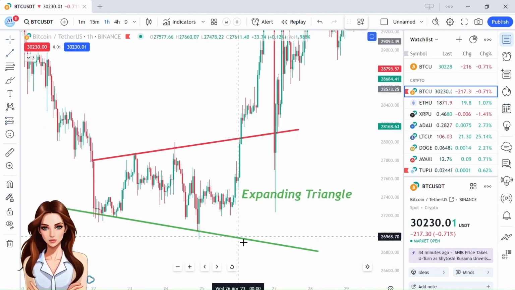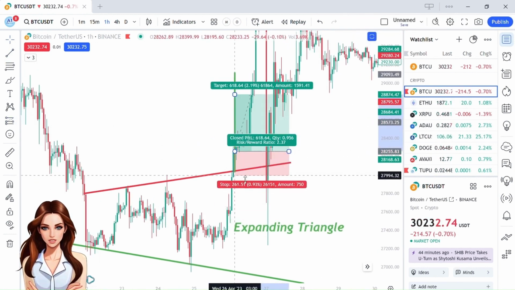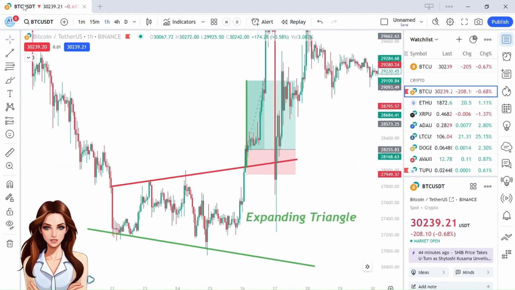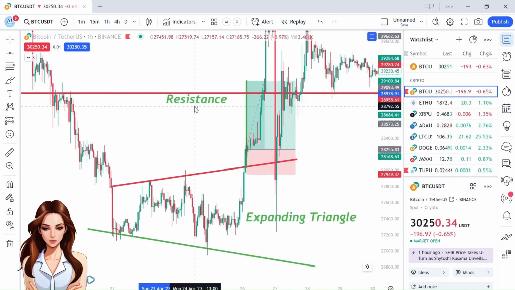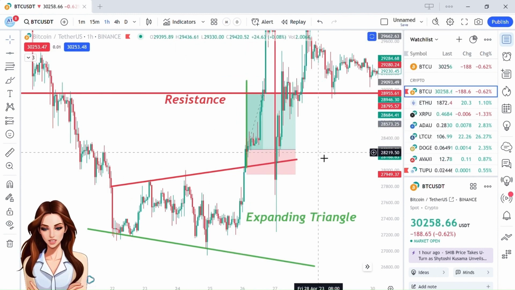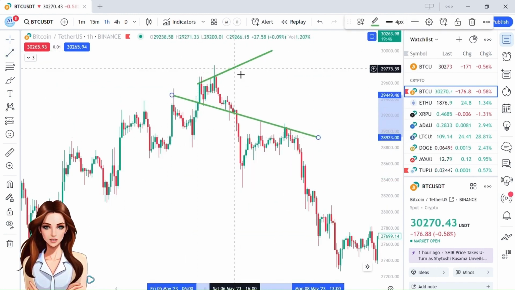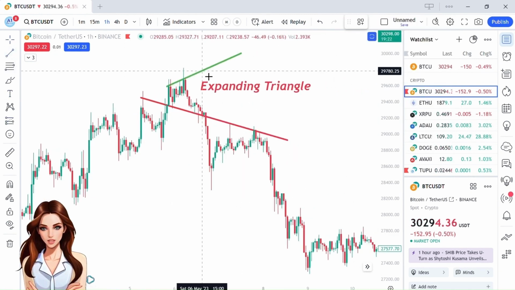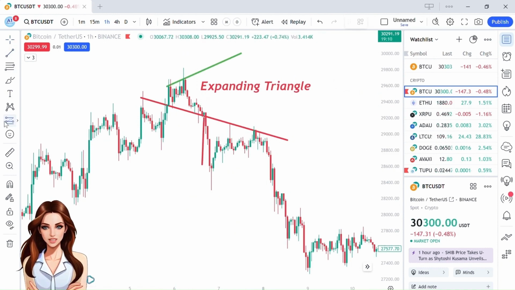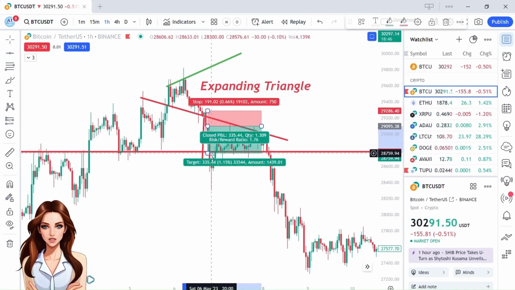If price breaks the upper trend line and starts rising, then open a long position and set your stop loss below the candle that breaks the pattern, and your take profit is the height of the triangle. But if you want to play safe, then mark a resistance level and use that as your take profit. And if price breaks the lower trend line in expanding triangle, then open a short position and set your stop loss above the candle that breaks the pattern. And your take profit is the height of the triangle. But you can also mark a resistance and use that as take profit.